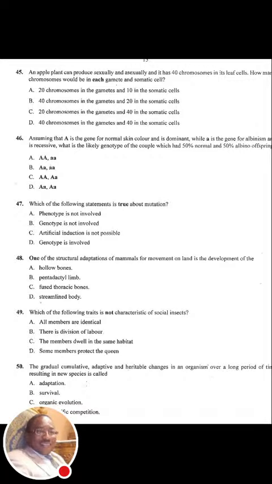A, all members are identical. B, there is division of labor. C, the members dwell in the same habitat. D, some members protect the queen. Which one is not a characteristic? The correct answer is A.